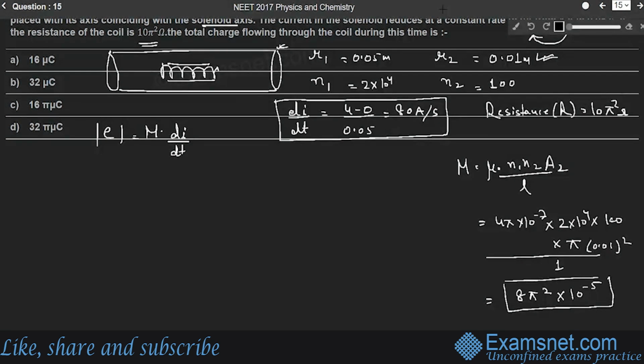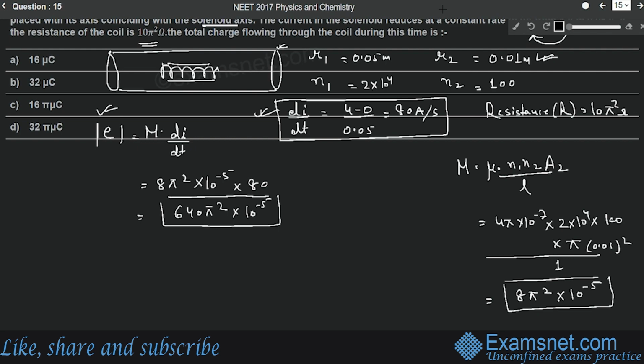Okay, now we'll put this value of M in this formula for EMF. So we'll write 8 pi square into 10 to the power minus 5, and now into di by dt. Di by dt is equal to 80 ampere per second. We have already calculated here. So 80 ampere per second. Now on solving this, we'll get 640 pi square into 10 to the power minus 5. This is the EMF.